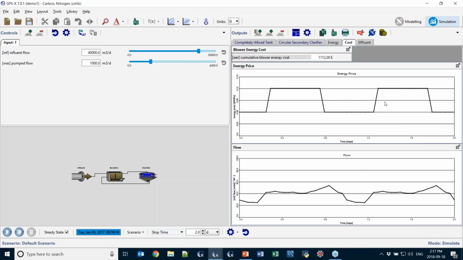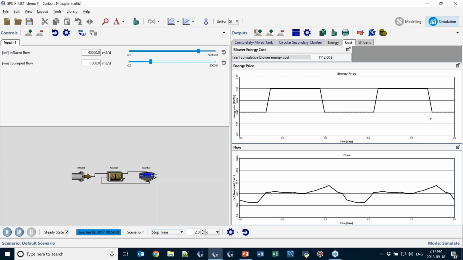Okay, I'm going to move over to my costing tab here. This is an example where we are having the cost of the energy change during the day. So this is 2 days again, and we can see here it starts at midnight and the price is low, and then it comes to a certain point in the morning where it jumps up to the higher price, stays there for a while, and then in the evening it goes back to the lower price overnight again, and then back up the next morning.